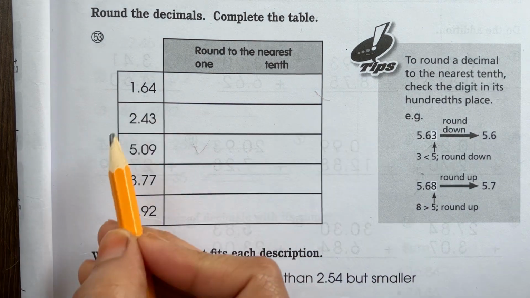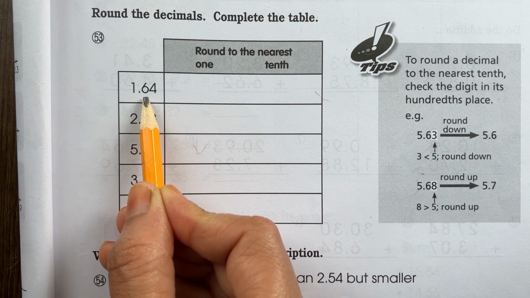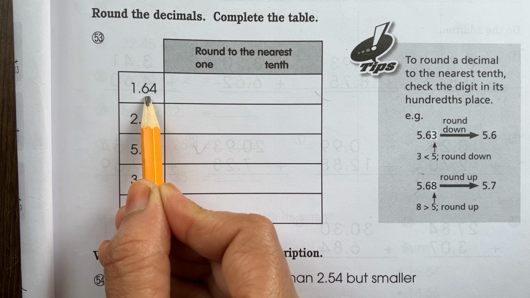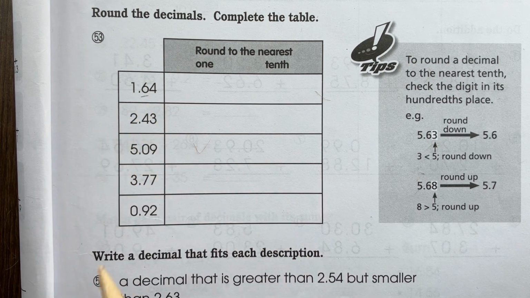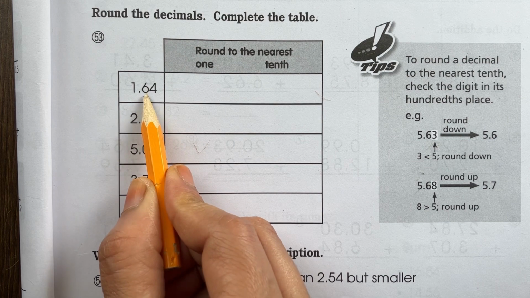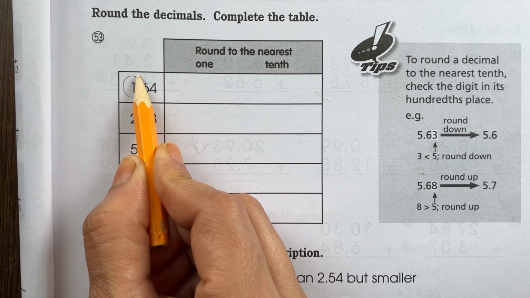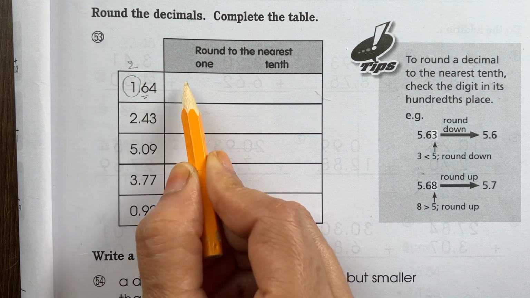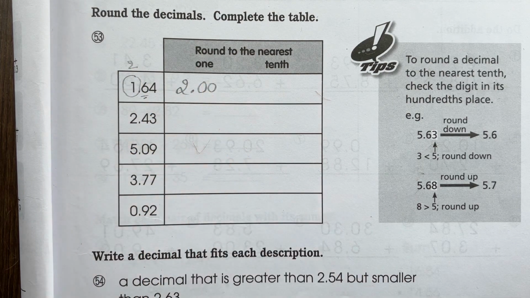Nearest one. When you are rounding to the nearest one, look for the digit in the tenths place. This place. So this is 6. 6 is greater than 5. That means you have to round this up. So this is 2.00.